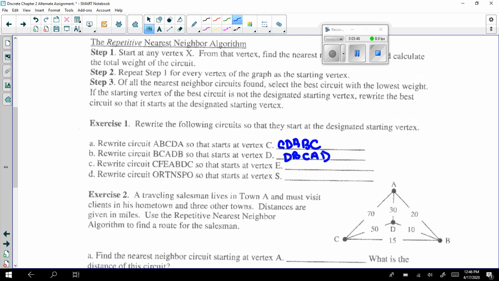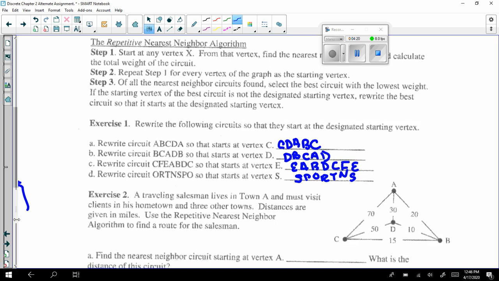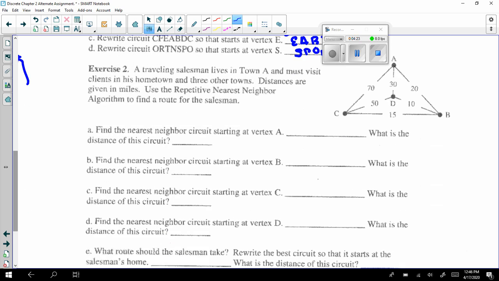And then starting at E, we're going to do E, A, B, D, C, F, E. And then this one, we're going to start at vertex S: S, P, O, R, T, N, S. Okay, so the traveling salesman lives in town A and must visit clients in each town, and the distances are given in miles. Use the repetitive nearest neighbor algorithm to come up with a route for them.